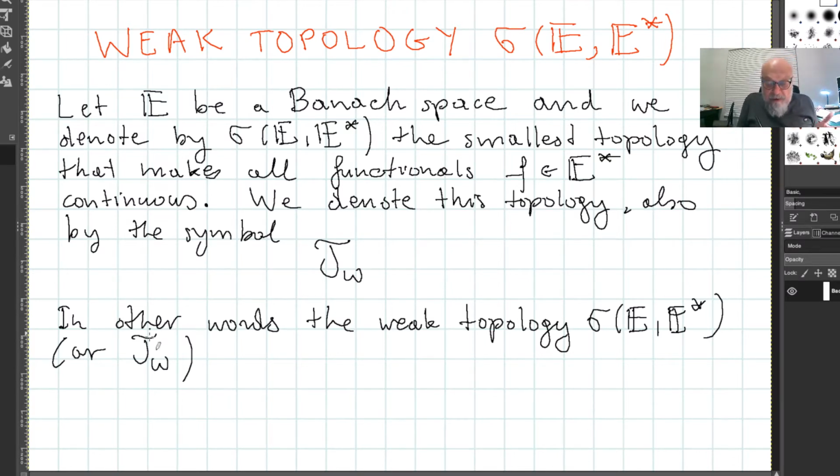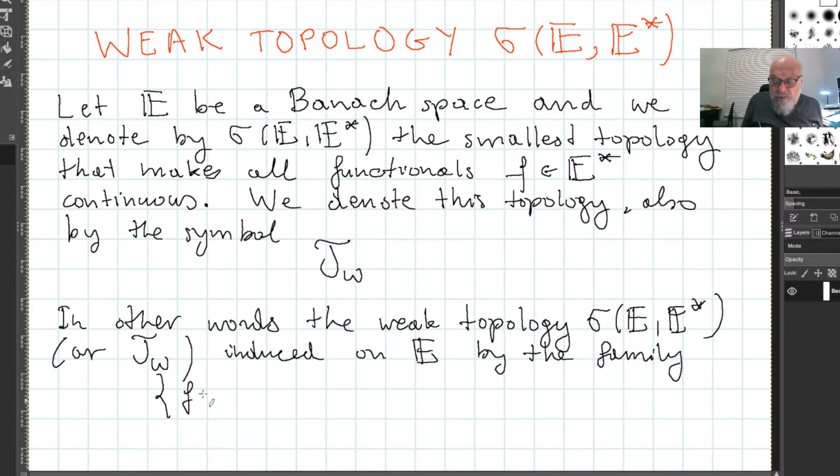If you want to be less precise, it will be TW, because T is topology and W means weak topology, induced on E by the family of all the linear functionals f from E to R such that f belongs to E star. So this is induced by E star.